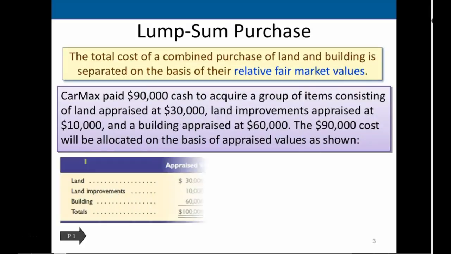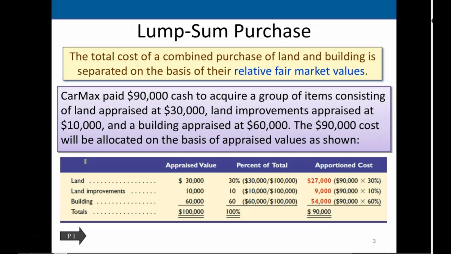So the lump sum purchase, first we want to take a look at if we purchase multiple items at one time. The total cost of a combined purchase of land and building is separated on the basis of their relative fair market values. So we might buy multiple different fixed assets at one time. And the question is, how do we allocate between these things?